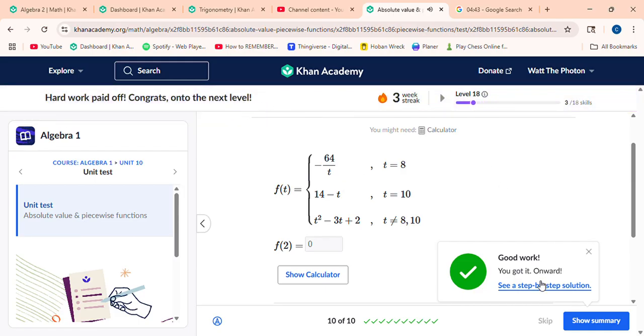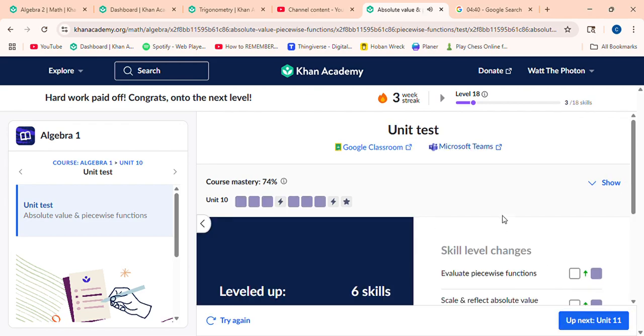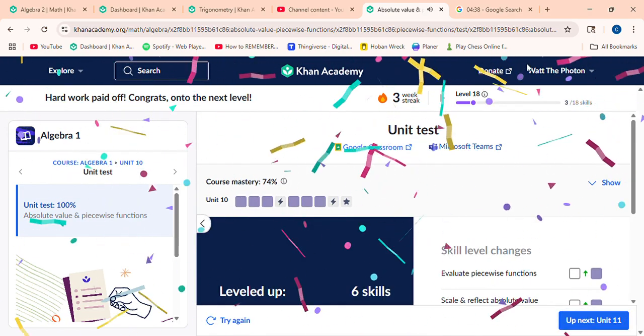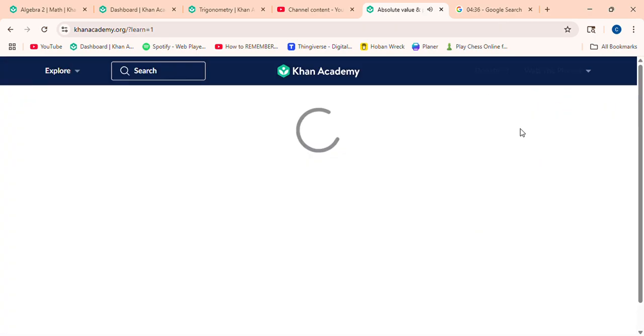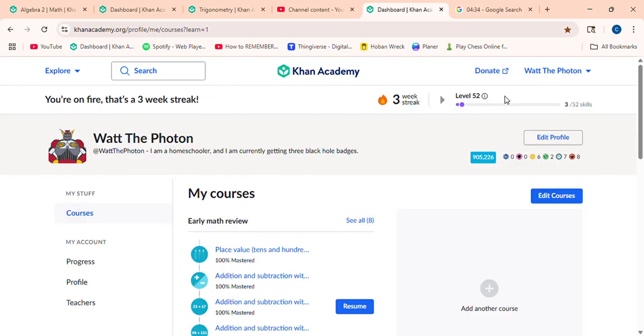Yay, next level. And confetti. 52, we hit the deck of cards level. Yay.